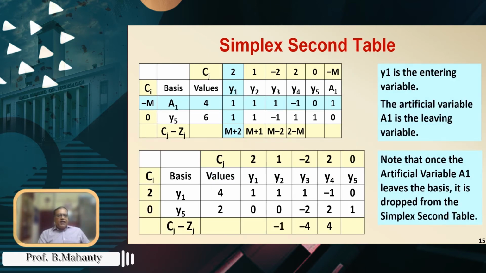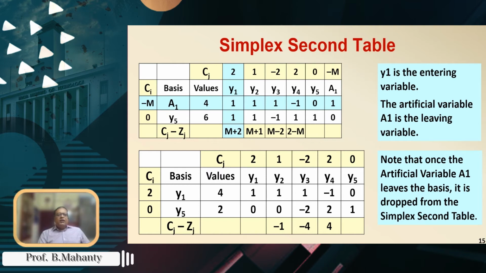So here is the second table. In the second table, we have dropped A1, right? Now in the key row, we divide everything by the intersecting element, which is 1 in this case. So no change. A1 is replaced by Y1, and the values are 4, 1, 1, 1, minus 1, and 0.